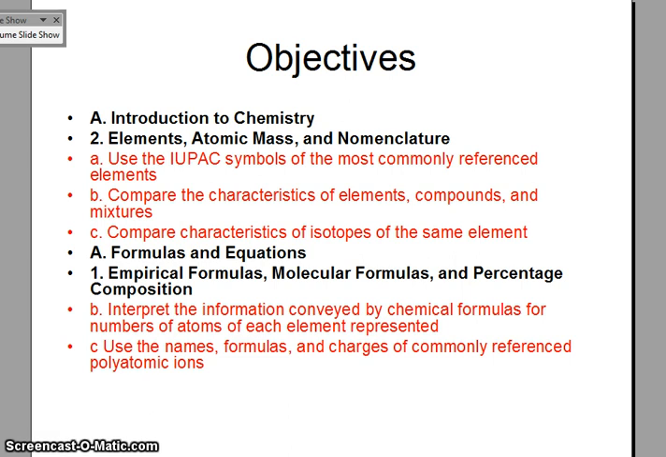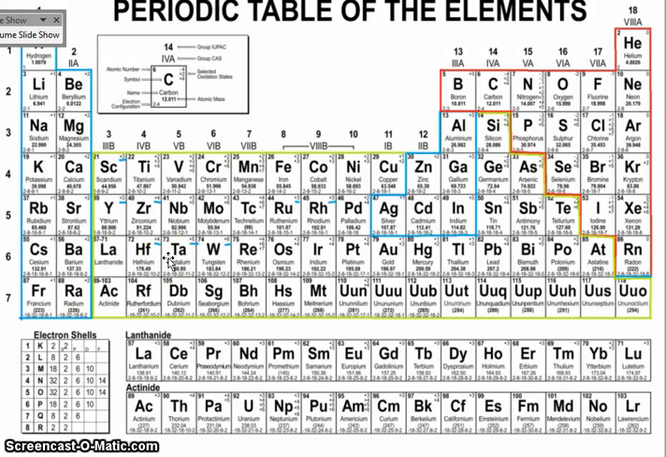For this section, it'll be a brief overview of the periodic table and how we use it to name type 1, type 2, type 3, and polyatomic compounds.